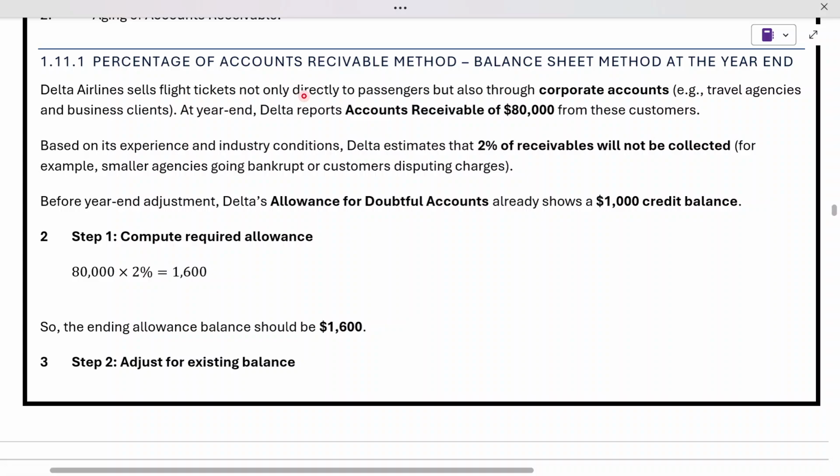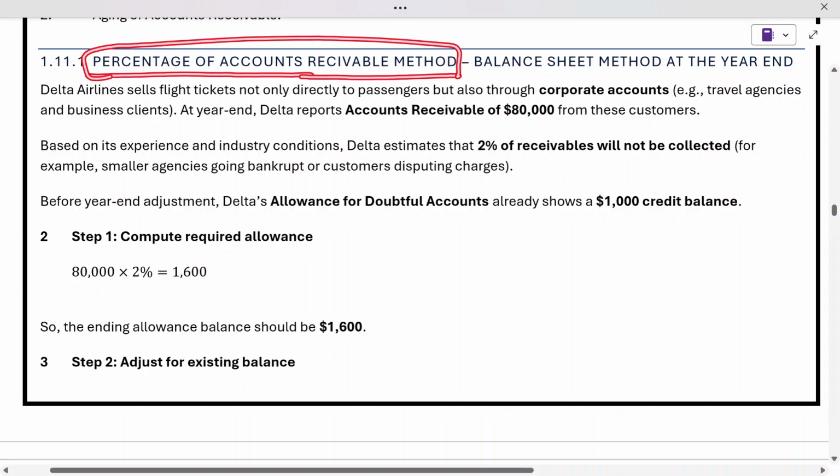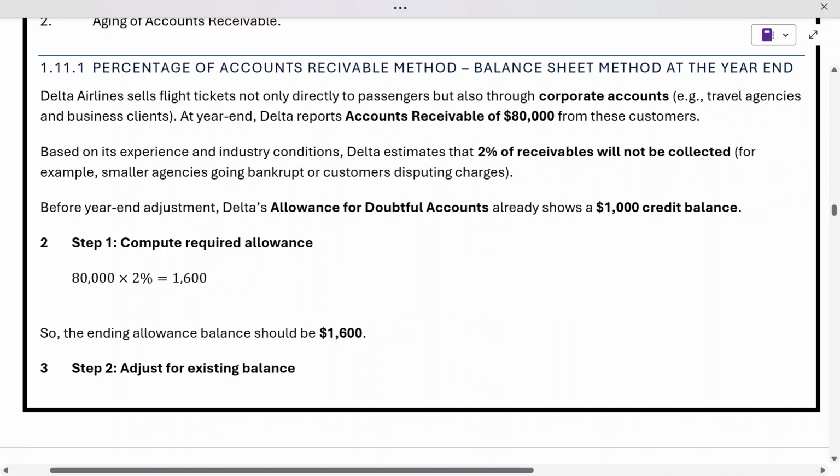Okay, so now let's try to understand the percentage of accounts receivable method, which is how much percentage we are earning from accounts receivable and how much bad debt we need to record. And so let's take an example to understand this method.